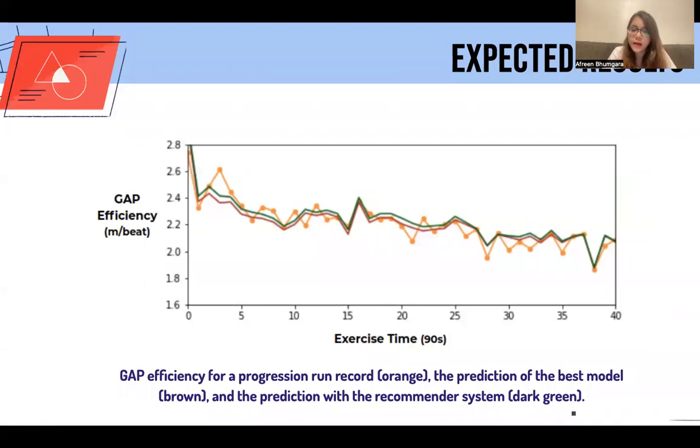So here we have a graph that shows the GAP efficiency along the y-axis and the exercise time in seconds along the x-axis. So the GAP efficiency for a progression run is in orange. The prediction of the best machine learning model is in brown, and the prediction with the recommender system is in dark green. So our recommender system performs very accurately in predicting a song that can lead to the best performance for that given user. And this is what I'm expecting to achieve.